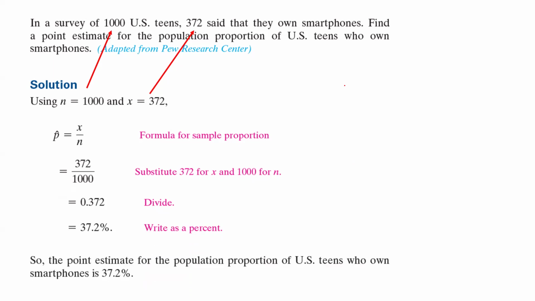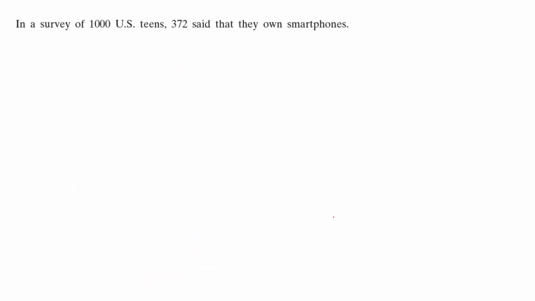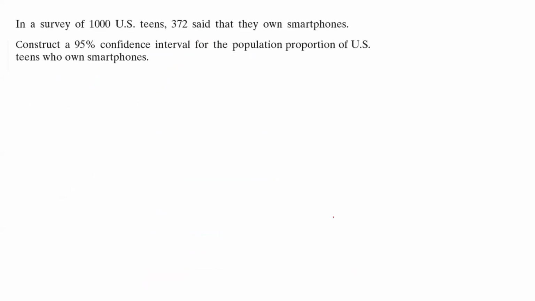So the point estimate for the population proportion of US teens who own smartphones is 37.2%. But is this the true population proportion? It means that we need to take more samples or use statistical analysis techniques to construct a confidence interval. The question says construct a 95% confidence interval for the population proportion of US teens who own smartphones.